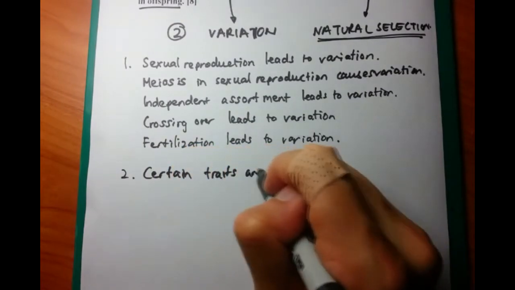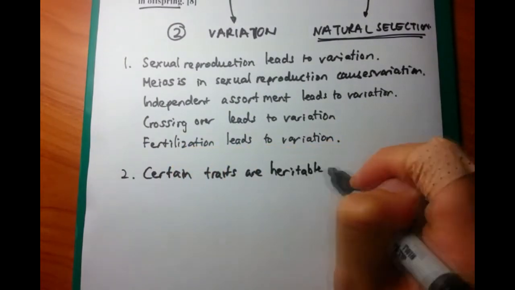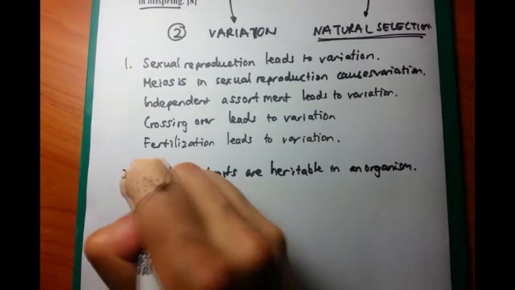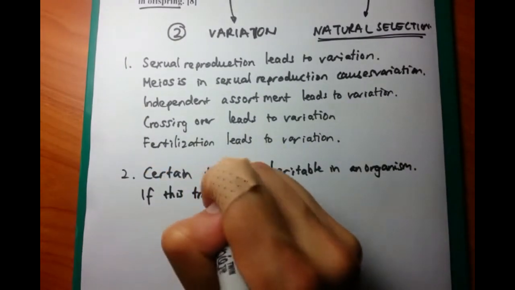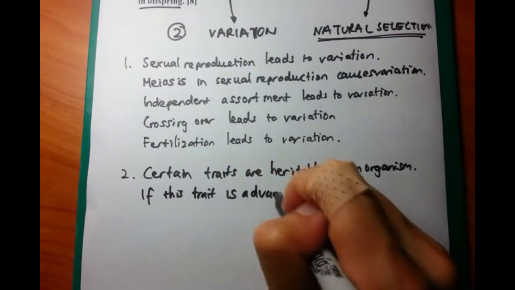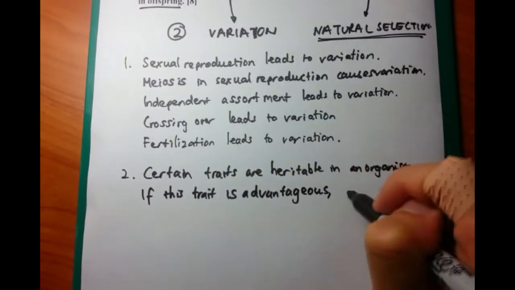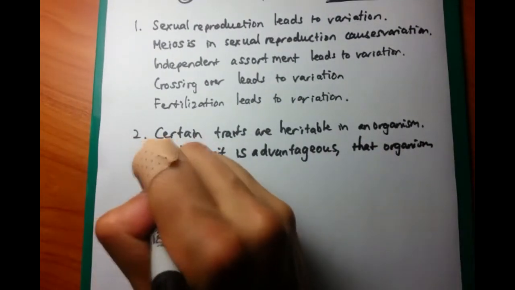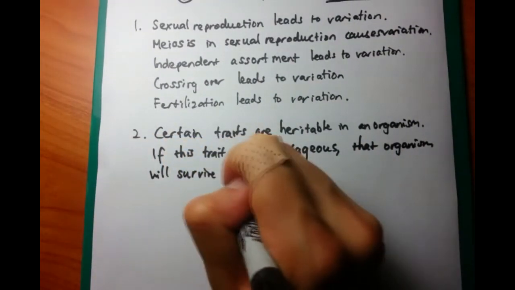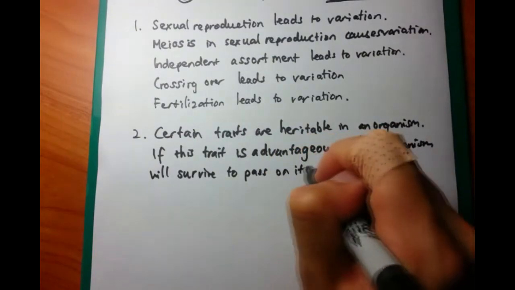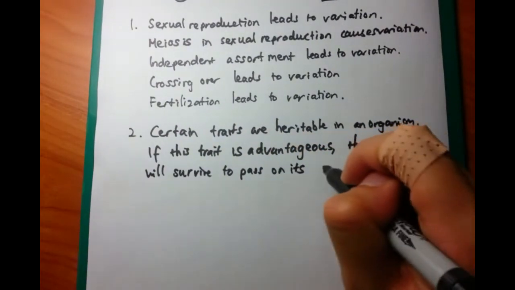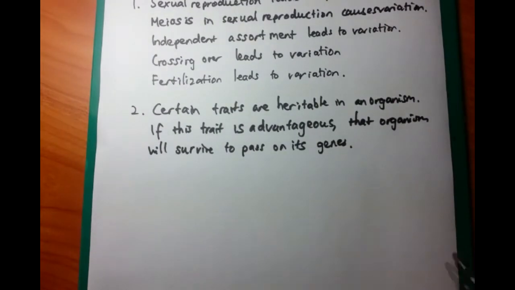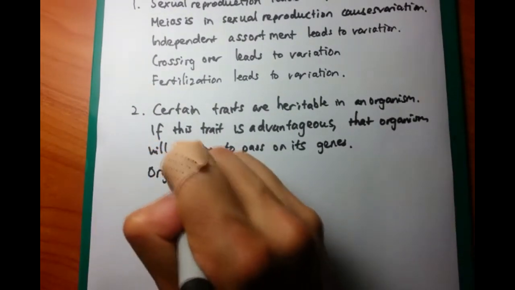The second thing we're going to do is talk about natural selection. This is where it gets a bit trickier, and we want to talk about how certain genes are heritable in an organism. Remember, a gene is a trait which is heritable and controls a specific characteristic. Now, if this trait or gene is advantageous, then that organism will have an increased chance to survive and pass on its genes to its own offspring, compared to other organisms who die off. And that's what we're going to write in the next point.